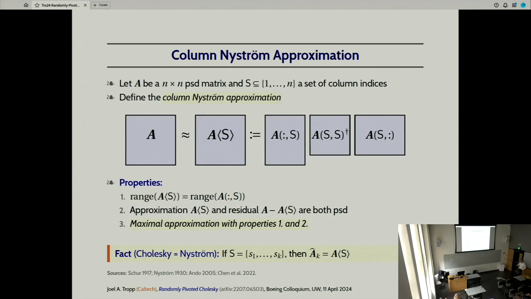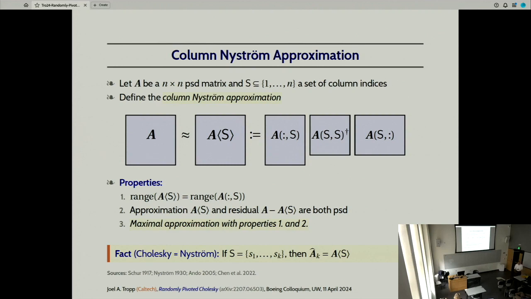So this approximation is actually a very beautiful object, which is maybe not surprising once you realize the connection with Schur complements. It has the property that the range of the approximation here is the same as the range of the columns that we picked out. This is pretty easy to see because the range of this whole matrix has got to be a subset of the range of these columns, and this is a matrix that's lined up the same way. So the rank doesn't get smaller. The approximation A hat S of this form and the residual, which is called the Schur complement with respect to S, are both positive semi-definite matrices. So it's obvious that this is positive semi-definite.